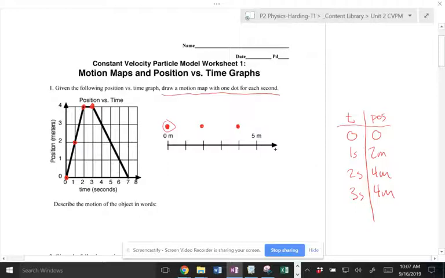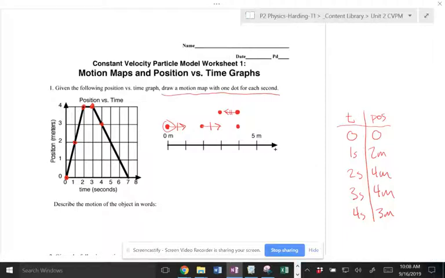I'm going to put a dot above it. I'm going to show that at time 2 seconds, it was at 4 meters, and then at time 3 seconds, still 4 meters. I still have to add in arrows here for this first bit, showing it getting to the 4 meter mark. And then at 4 seconds, it's at 3 meters. So on and so forth, something along those lines.